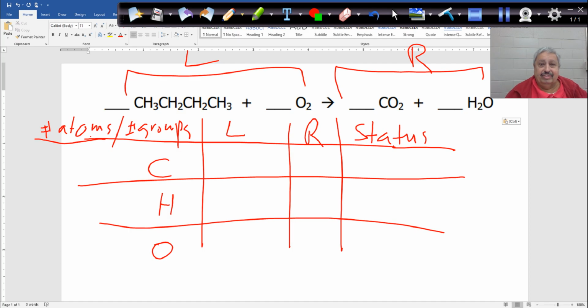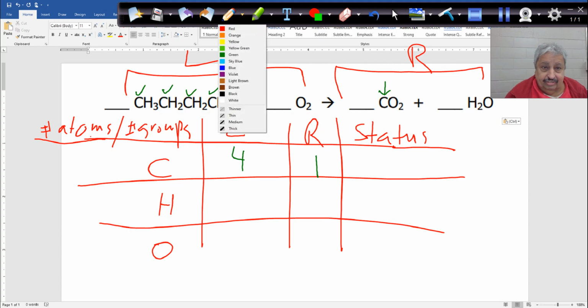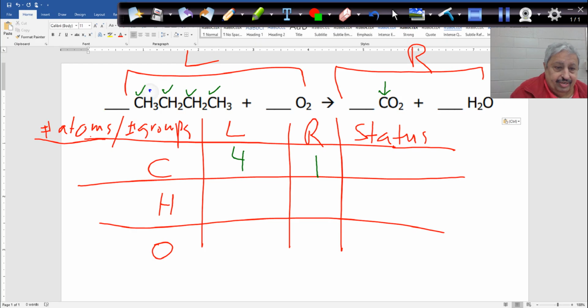Okay, so let's look at the left. How many carbons do we have? Let's count them. 1, 2, 3, 4. 4 carbons. How many in the right? Only one. Okay, how many hydrogens in the left? 3 plus 2, 5. 5 plus 2, 7. 7 plus 3, how much? 10. 10 hydrogen. I count them singly, is that correct? So how many in the left? How many in the right? 2. So this is not balanced.